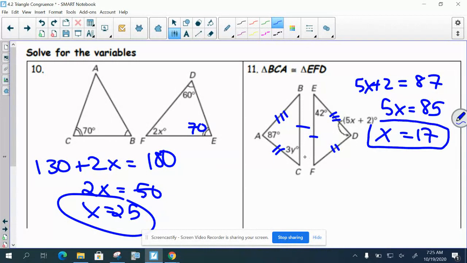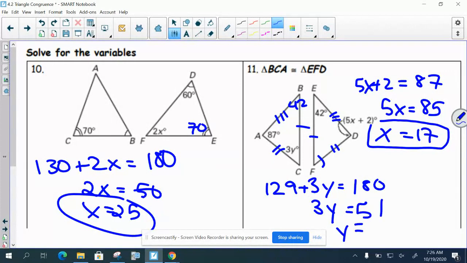And then to find y, we have to do a little bit of work here, because we need to know what this angle measure is. So one thing you know is that over here, this would also be 42. So you can use the triangle sum theorem for this triangle to find the y. So 87 plus 42 would be 129 plus 3y equals 180. 3y would be 51, right? And then what is 51 divided by, I'm going to need my calculator for this. It's too early for this kind of math. All right, 51 divided by 3. 17 again. Okay.